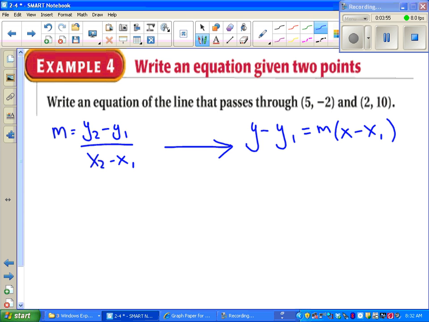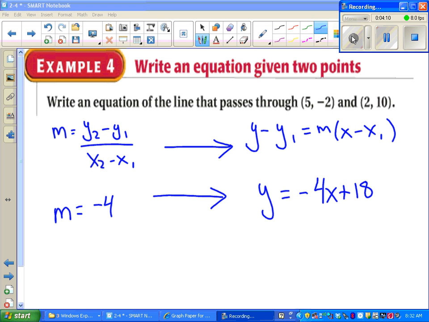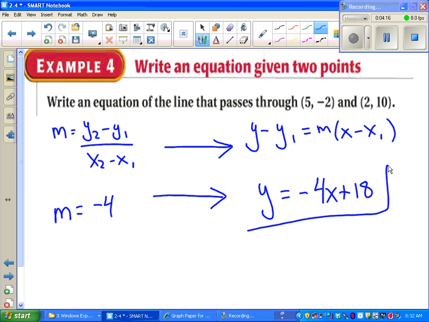Notice this time we have 2 points to choose from. It actually doesn't matter which point I use. I can plug in the 5, -2 or the 2, 10. And once I simplify, I'll get the same exact final answer. If you don't believe me, try for yourself. These are the numbers you should have come up with. Once you get that equation, y equals -4x plus 18, you're done.